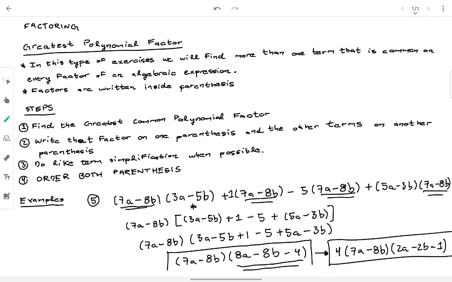So that will be it for today. You can do exercises of greatest polynomial factor. We will continue with greatest polynomial factor on the next video.